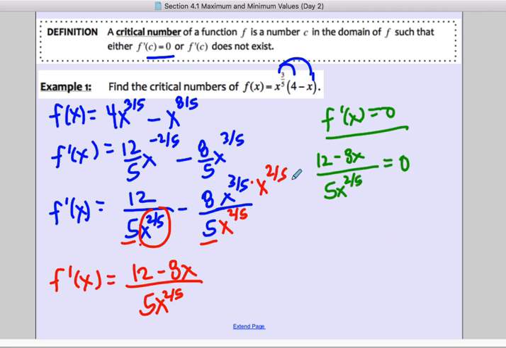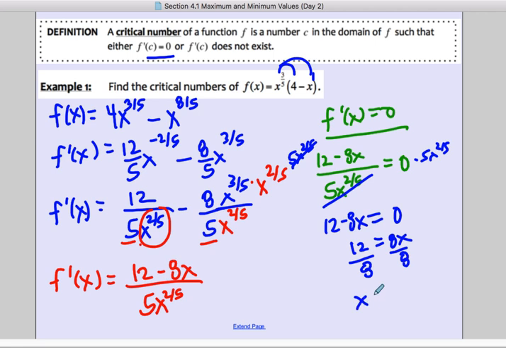If I multiply both sides by 5x to the 2/5, it will cancel. So let's do that. These cancel, so I have 12 minus 8x is equal to 0 times that, which is 0. I'm going to add the 8x to the other side, and then divide by 8. So x equals 12 over 8, which is 3 over 2, or 1.5. So one of our critical values is x equals 3 over 2.